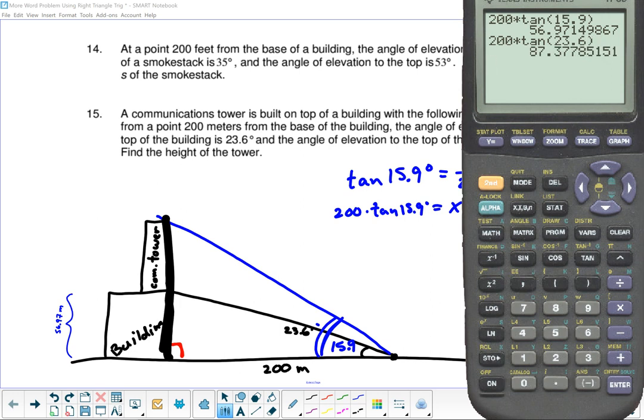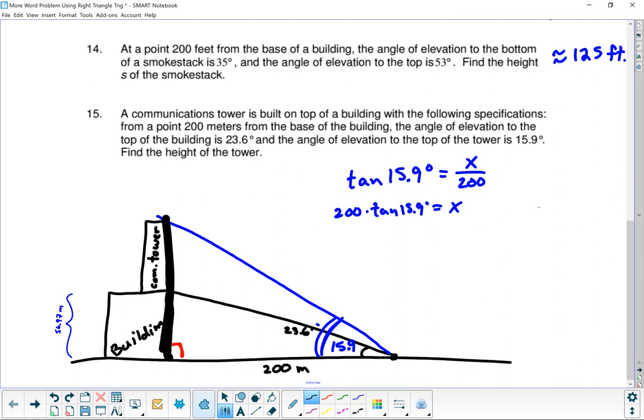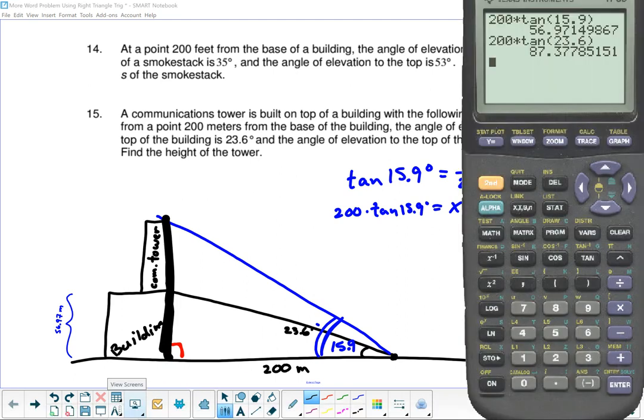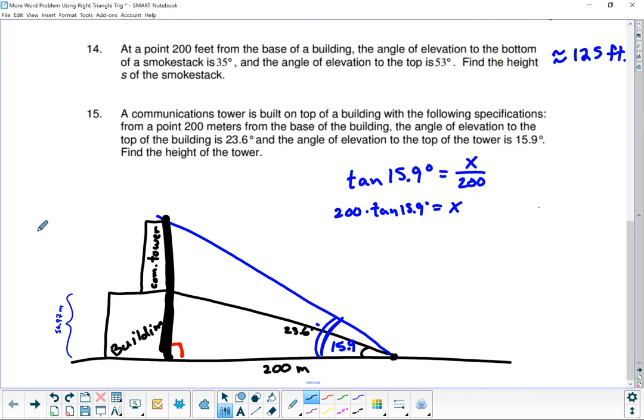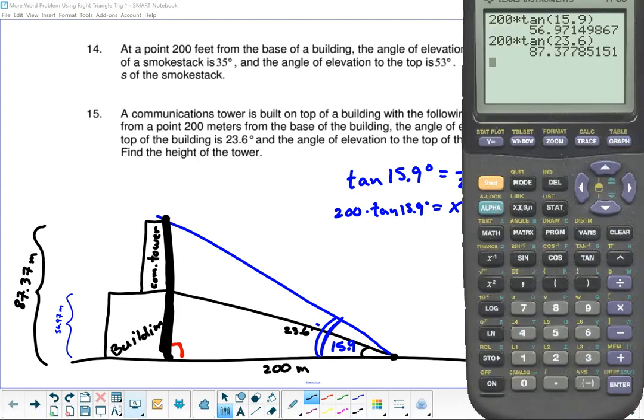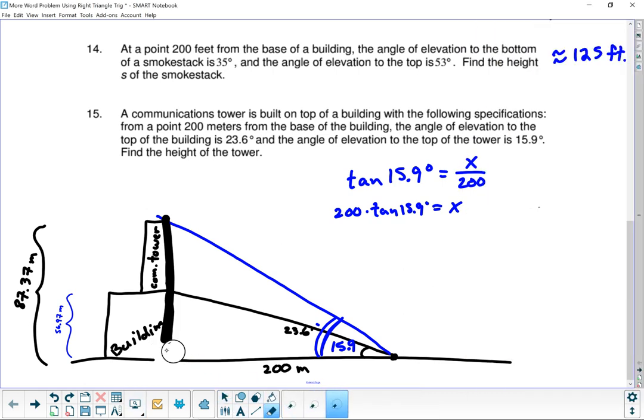So you get 87.37, to the top it's going to be 87.37 meters. Now all I have to do is subtract the two. If I have 87.37 and subtract, it's just like getting rid of this, and now I will have only the communications tower.